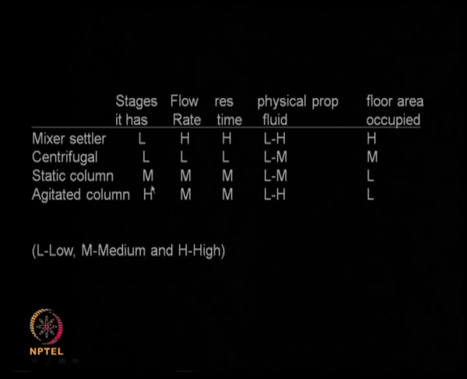When you have an agitated column, it has many stages, like I talked about some of these Karr columns and so on, or sieve plate column, Scheibel column, all these columns have many stages possible, and each stage can act as a single thermodynamically ideal unit, where there is an intimate contact between your solvent and the feed. Flow rate can be medium, residence time can be medium, floor area occupied is very minimal. So the column designs occupy less space, and agitated columns also have a large number of stages. That is why industrial scale operations are always done in agitated columns rather than mixer settlers.